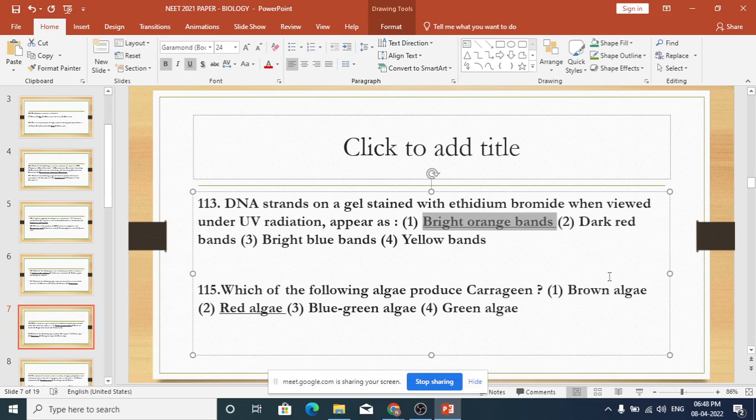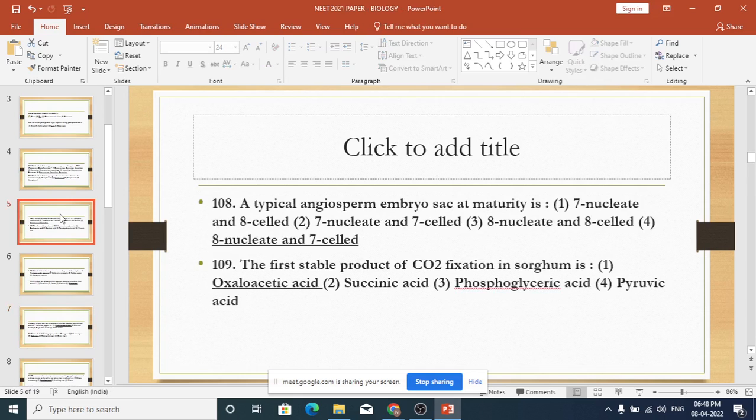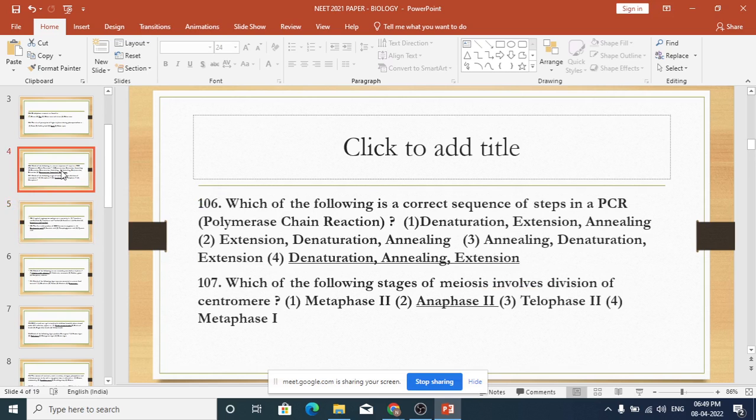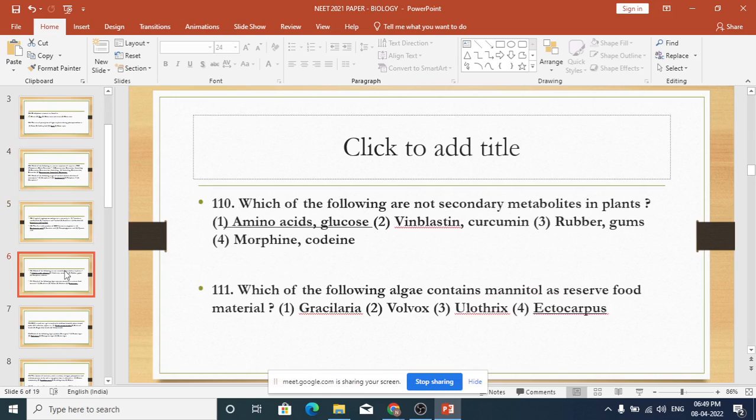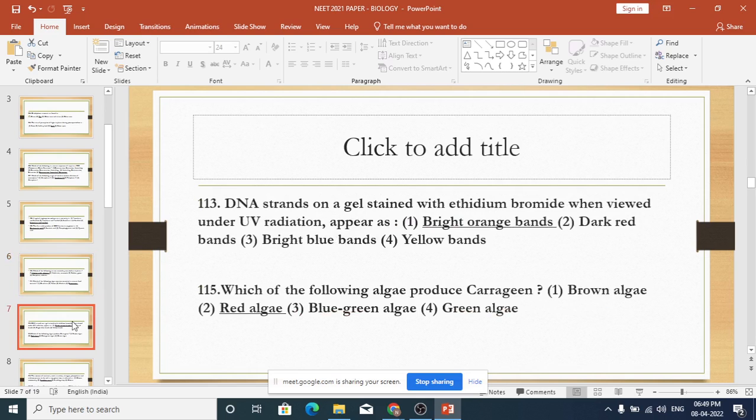For blue-green algae, a question comes, what is that question? Cyanobacteria. What is that? Cyanobacteria, sir. Okay, I don't know, but I think I heard it somewhere, something like that. So this we have seen, this was also over. Blue-green, red algae, that also we have seen.